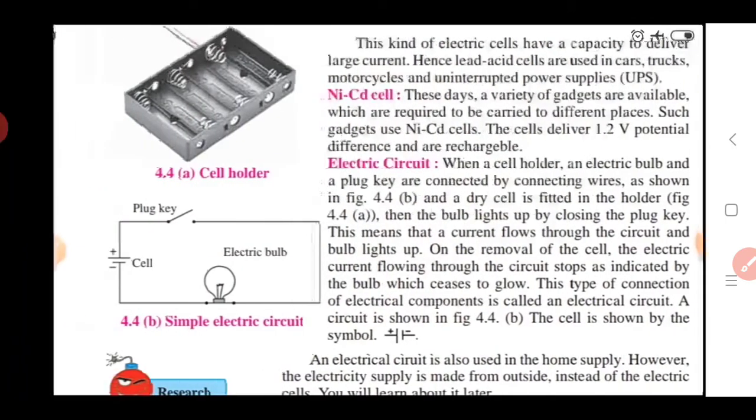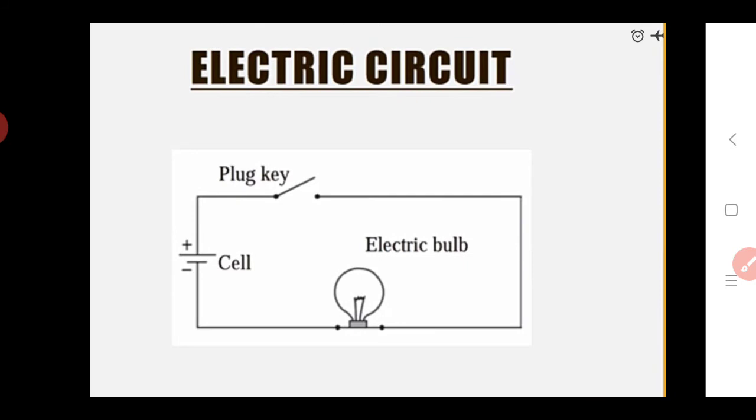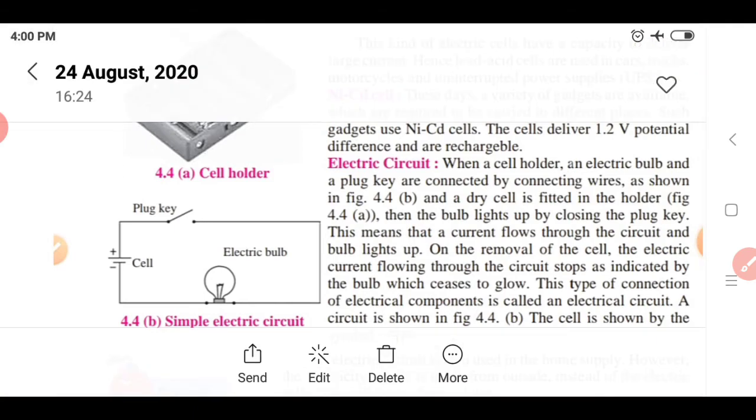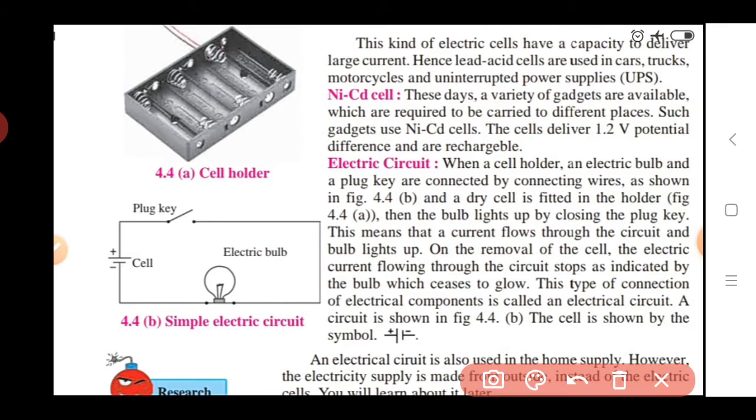So here we see the next point, that is the electric current. How does this electric current flow? See here, in your textbook they give us an image. Which image do they give us? See here, it is the figure 4.4, the cell holder. It is the image for the cell holder.